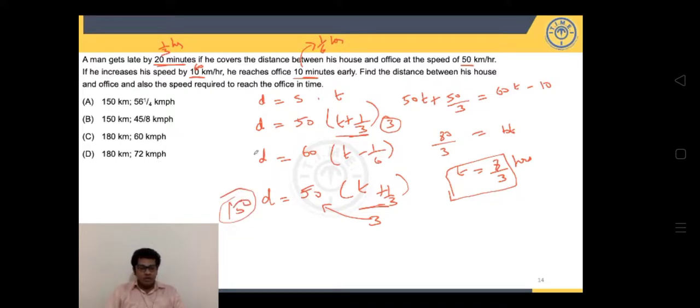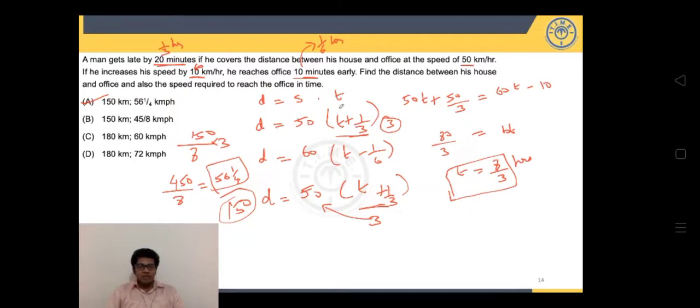So I know the distance, 150 kilometers. I know t, 8 by 3. So distance by t will be the speed. So 150 divided by time, which is 8 by 3. So 150 into 3 by 8 will be the speed. So 450 by 8 will be the speed. What is 450 by 8? 5 8s are 40, 6 8s are 48. Balance is 2 by 8, which is 1 by 4. The required speed will be 56 1 by 4. So distance is 150 kilometers and speed is 56 1 by 4. Hence choice A will be our answer.